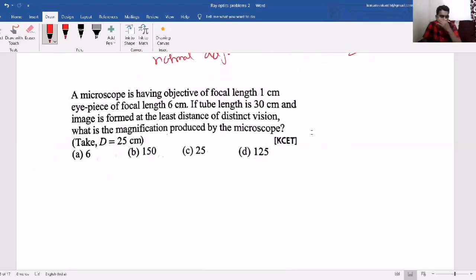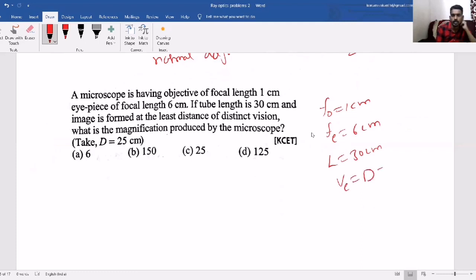So this way you try to understand. Now a microscope has an objective of focal length f naught equal to 1 centimeter, eyepiece fe is 6 centimeter, and the tube length L is 30 centimeter. The image is formed at the least distance of distinct vision, which means V equals D equals 25 centimeter. So if V equals D, what magnification are they asking? How do you find the magnification?